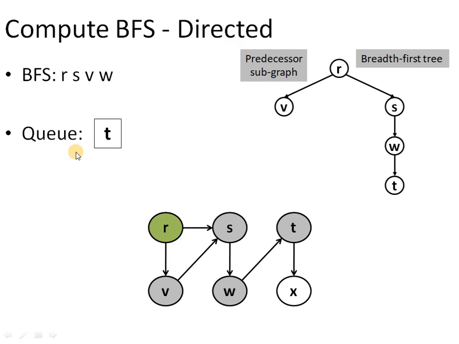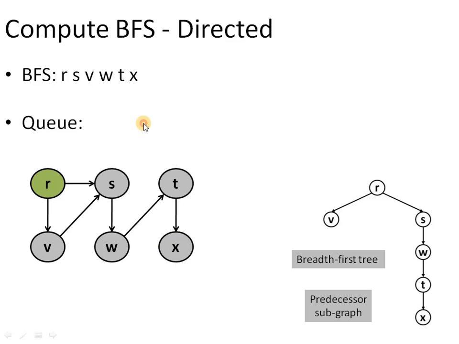Lastly, when T is DQ'd, X will be NQ'd and it will be added as child of T. So after this, lastly, X will be DQ'd and then Q becomes empty. So this is the required BFS sequence for the given graph and R as the starting vertex, and this is the required breadth first tree.